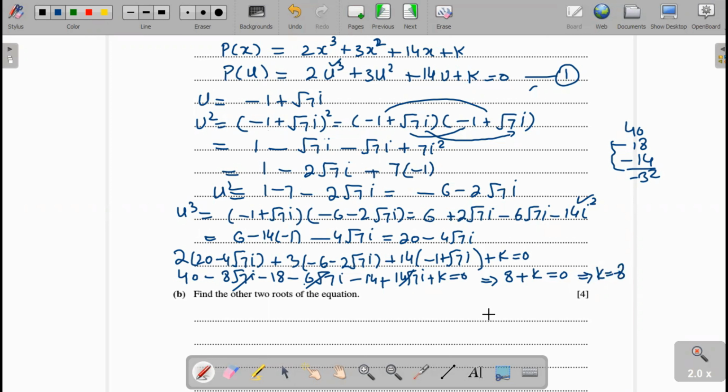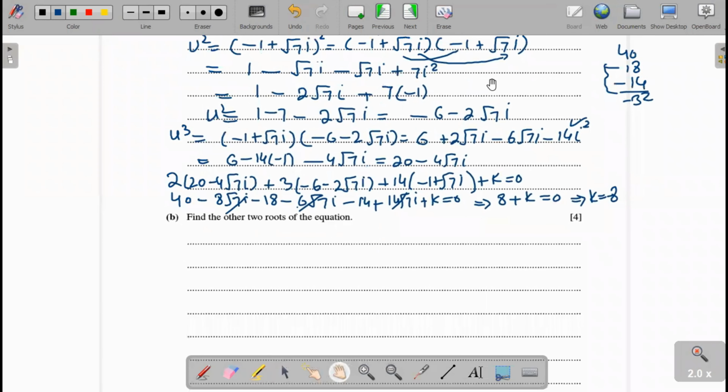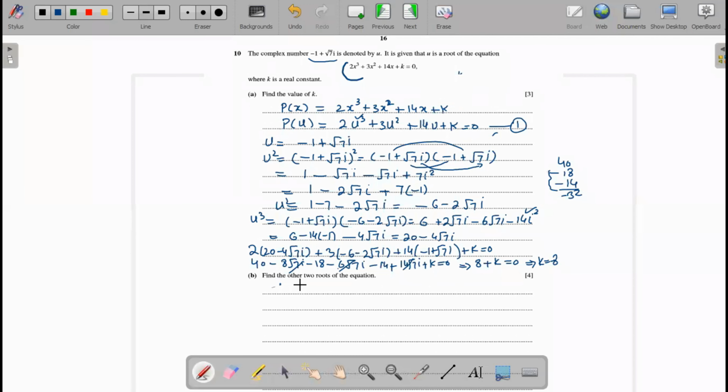This is the answer. Now the B part: find the other two roots of the equation. Here one root of this equation is a complex number. If one root is a complex number, then another root will be the conjugate of this number. Therefore, alpha is the number minus 1 plus root 7i, then its conjugate will be beta equal to minus 1 minus root of 7i.